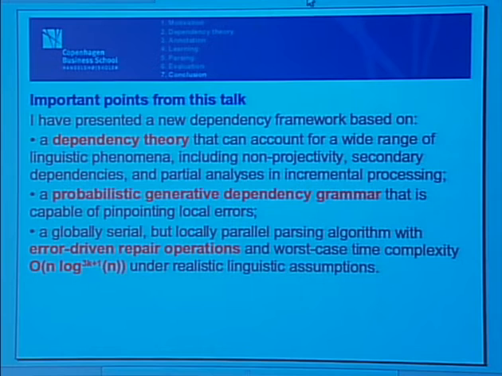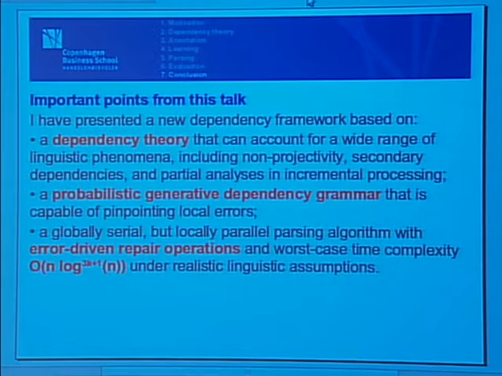So the important points from this talk: I've presented a new dependency framework that is based on a dependency theory that can account for a wide range of linguistic phenomena, including non-projectivity, secondary dependencies, and partial analysis and incremental processing. I've introduced a probabilistic generative dependency grammar that is capable of pinpointing local errors. And I've proposed a globally serial but locally parallel parsing algorithm with error-driven repair operations.